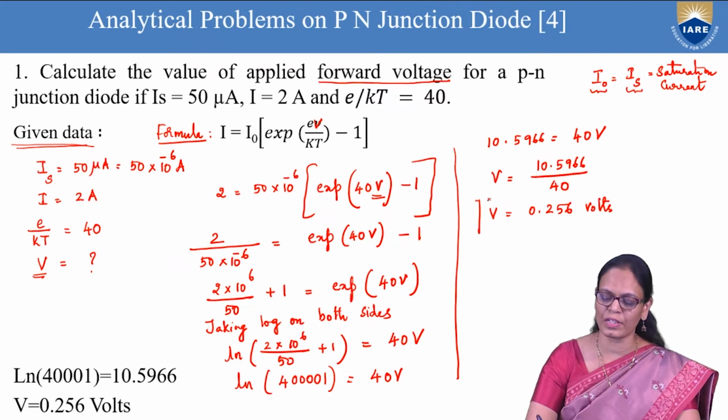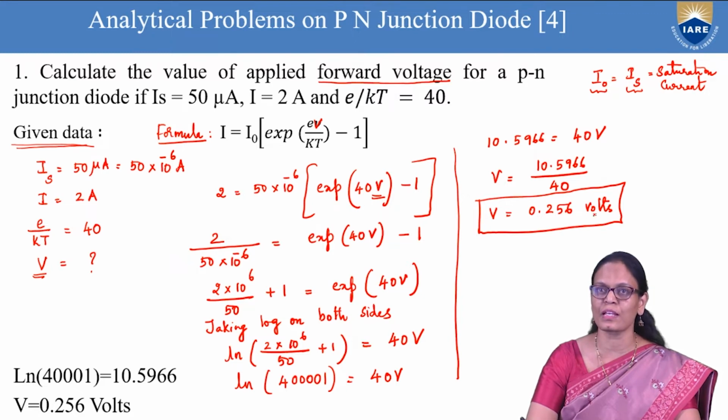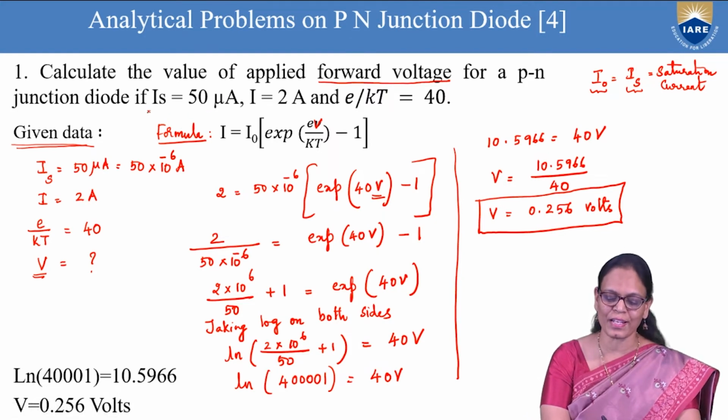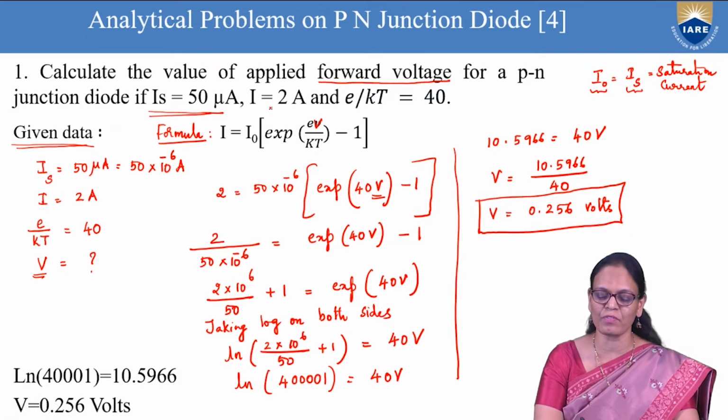So what is the voltage we are getting? 0.256 volts. So this is the voltage at which we are getting the saturation current as 50 microampere and the current flowing through the circuit is 2 ampere.